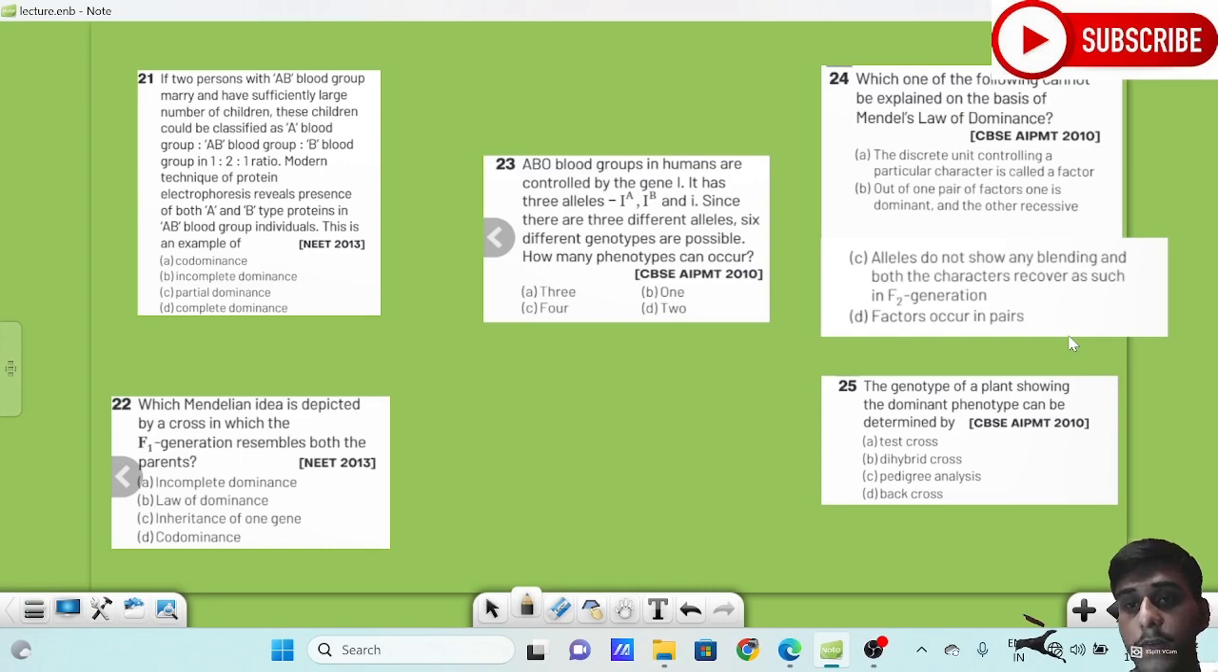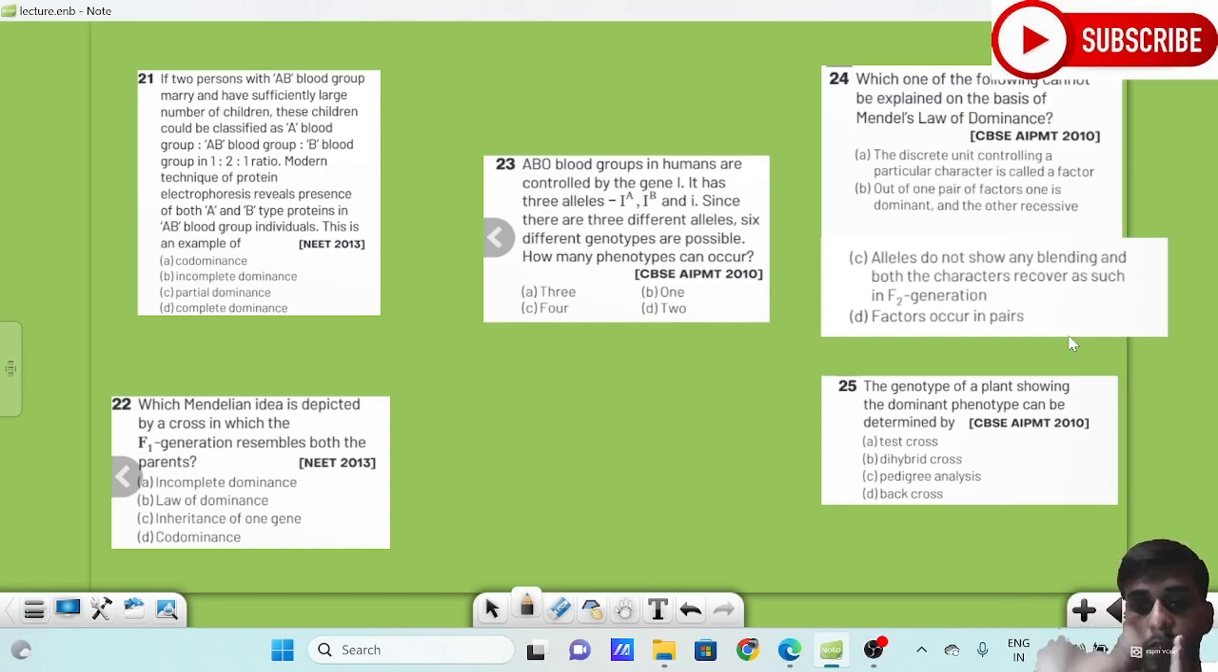Which one of the following cannot be explained on the basis of Mendel's law of dominance? Please look at option C. Alleles do not show any blending and both the characters recover as such in the F2 generation. It is actually said in the law of independent assortment. Yes, right. The law of independent assortment says that each allele is segregated individually, right? That is the thing. So option number C cannot be explained.